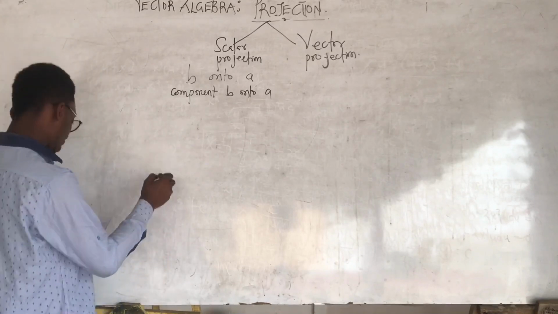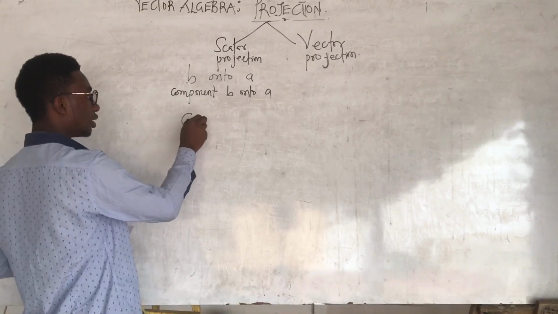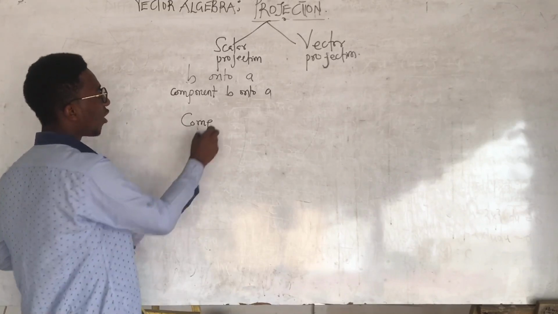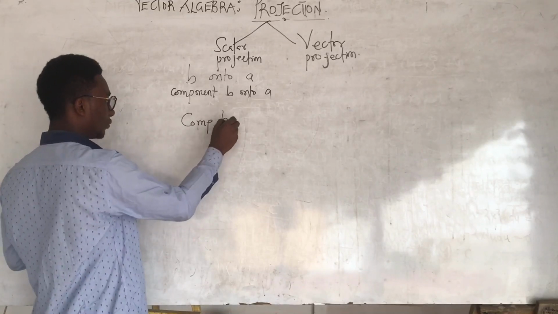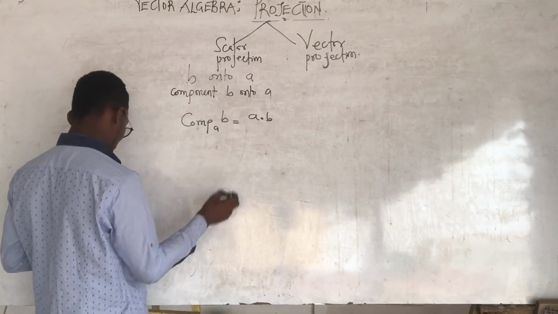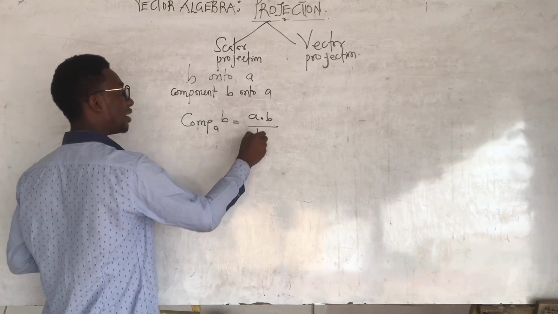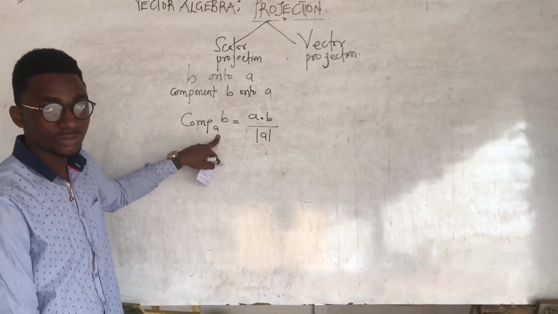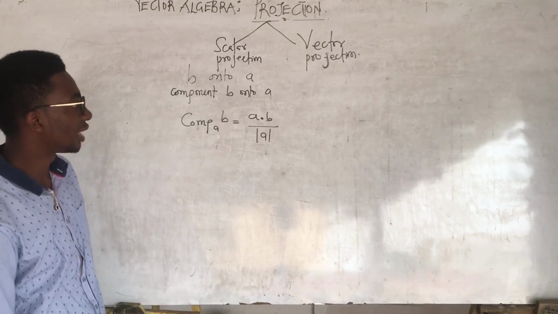Now with scalar projection, it is simple. The component projection, or the scalar projection, of B onto A is equal to the dot product of the two vectors divided by the magnitude of the vector on which it is projected onto.